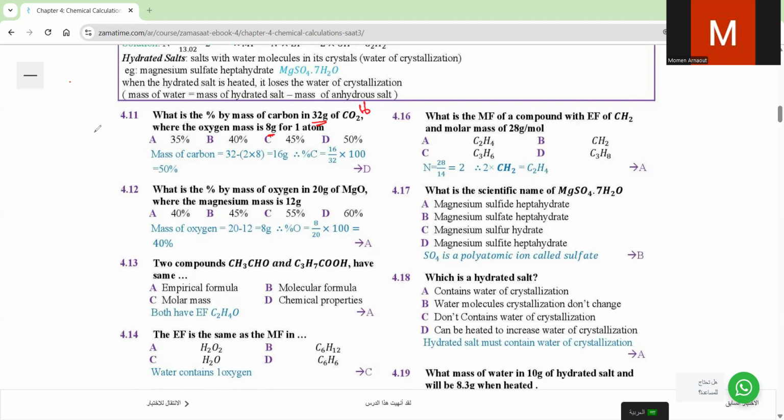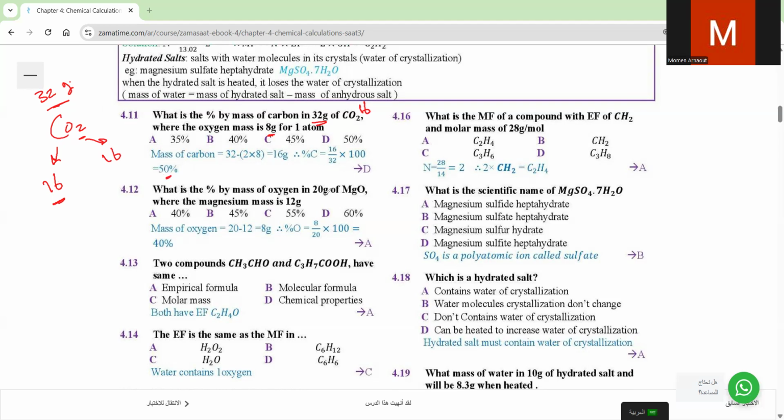Exactly. Look, it's CO2. The total is 32 gram. Oxygen is 8 for one atom. It means 16 for the two atoms. So what is the mass of carbon? 32 minus 16, it will be 16 as well. So what is the percent by mass of carbon? It is 16 out of 32. It will be 50%. So of the 32, they are 16 oxygen and 16 carbon. So the percent of carbon is 16 over 32 times 100, which is 50.